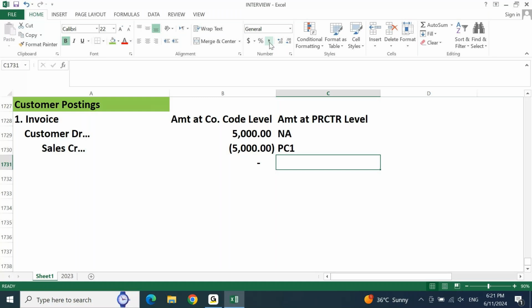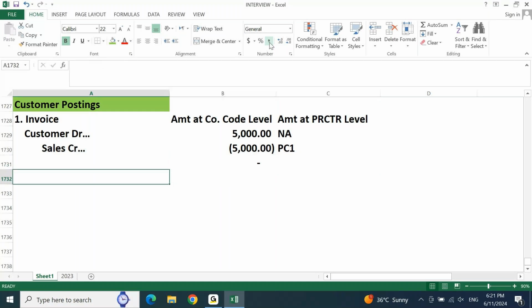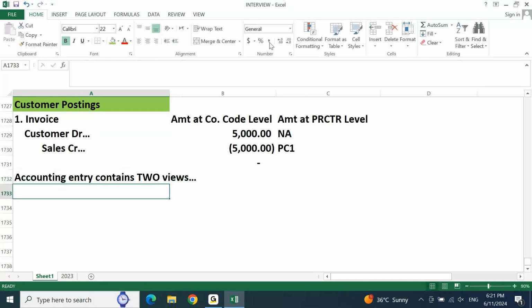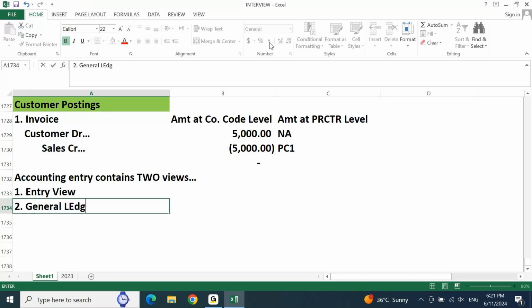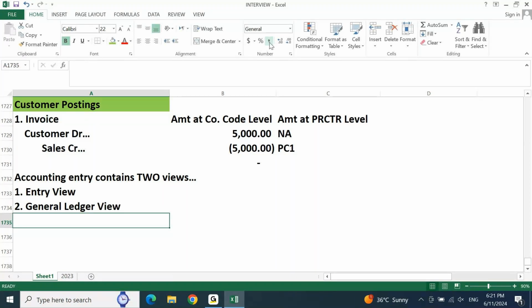While posting any accounting entry, you have two views. An accounting entry contains two views. One is entry view, two is general ledger view. And if you're not talking about the two views of an accounting document, entry view and general ledger view, your document splitting explanation will be wrong, because this is the mandatory point that you'll have to talk about.